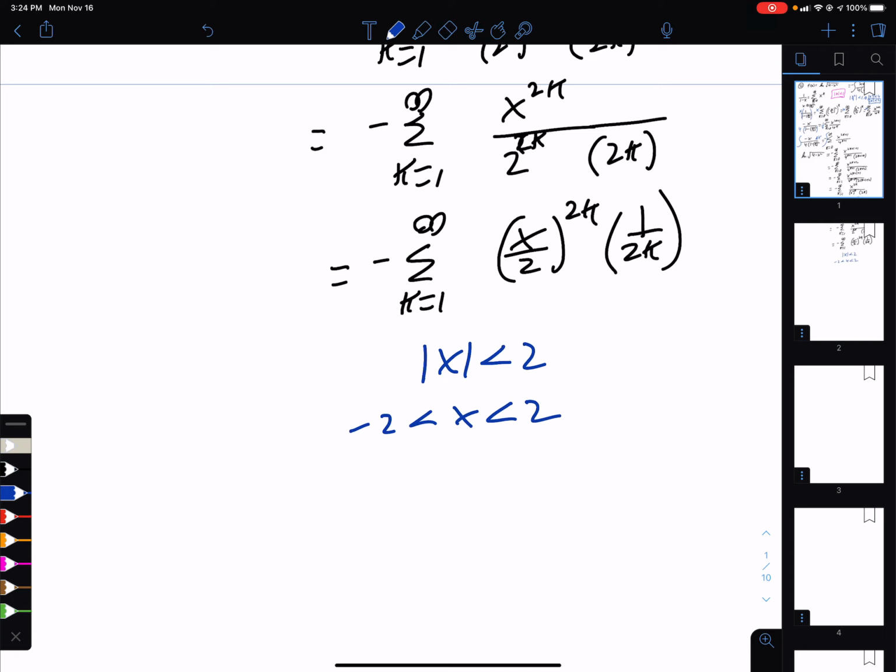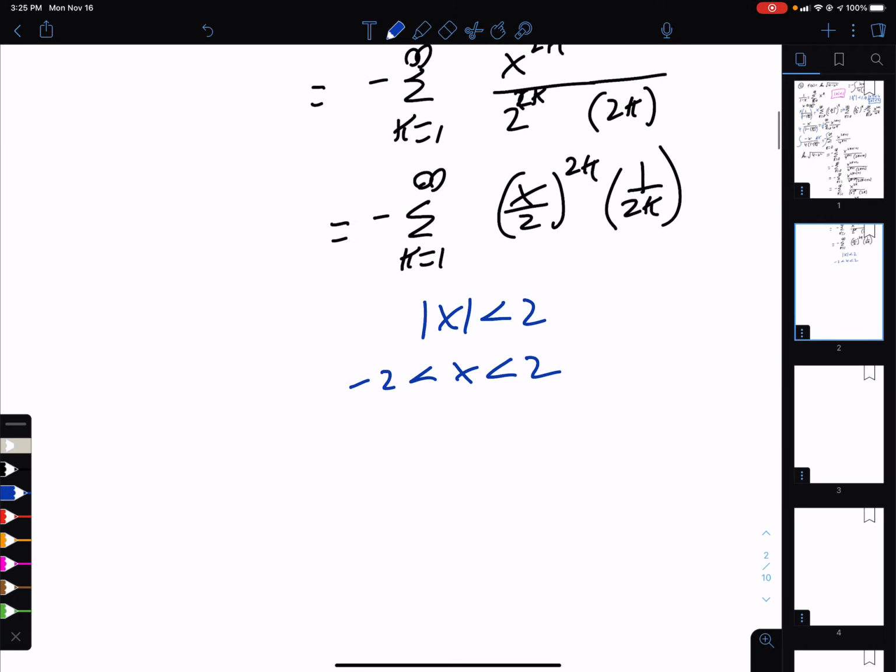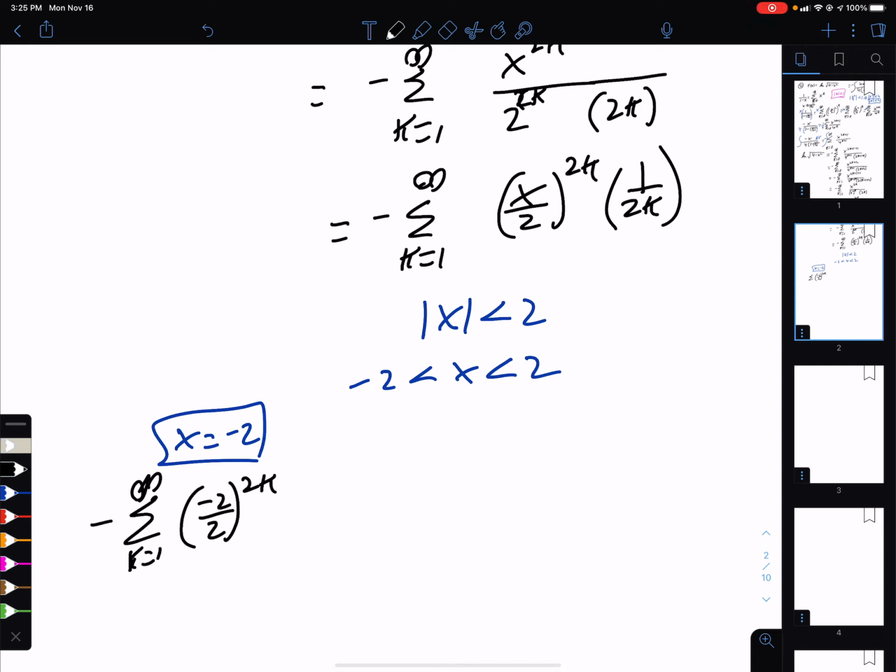But we need to recheck our endpoints because we've done so many strange shenanigans. So let's test x equals -2 into this equation here and see what we get. We're going to get -2 over 2 to the 2k times 1 over 2k. Now, this is an even exponent. This is 1, so that's always positive. This is a geometric. You can pull that 2 out in front if you want. That's a geometric. This is a divergent geometric. Now you can try the other endpoint, x equals 2, and you will get this.